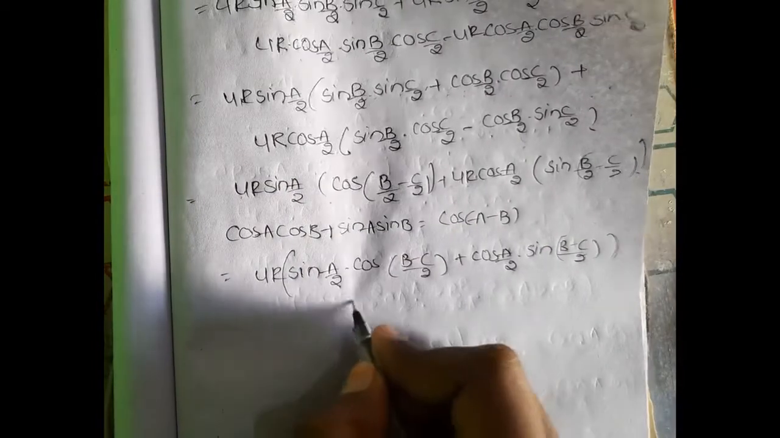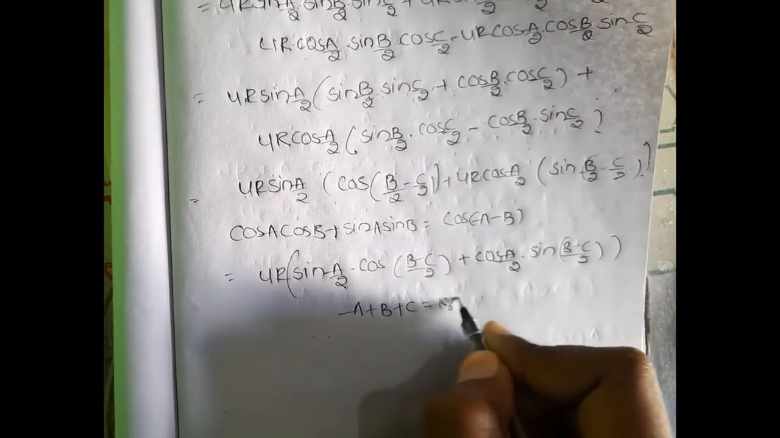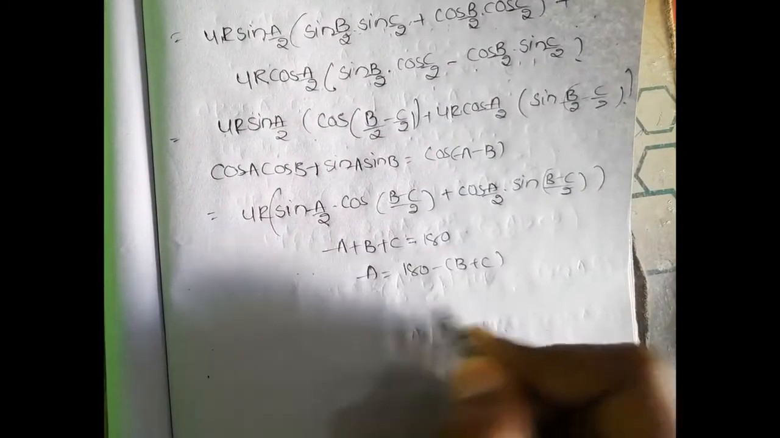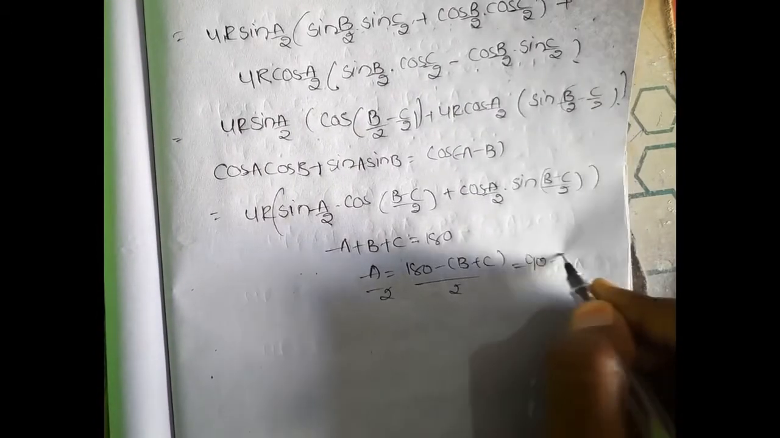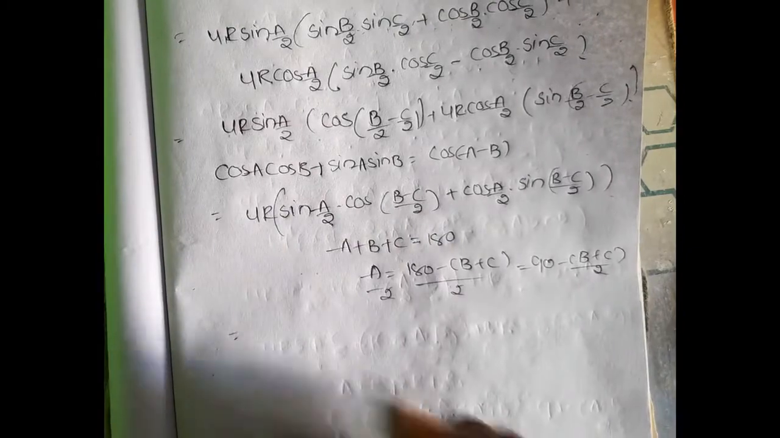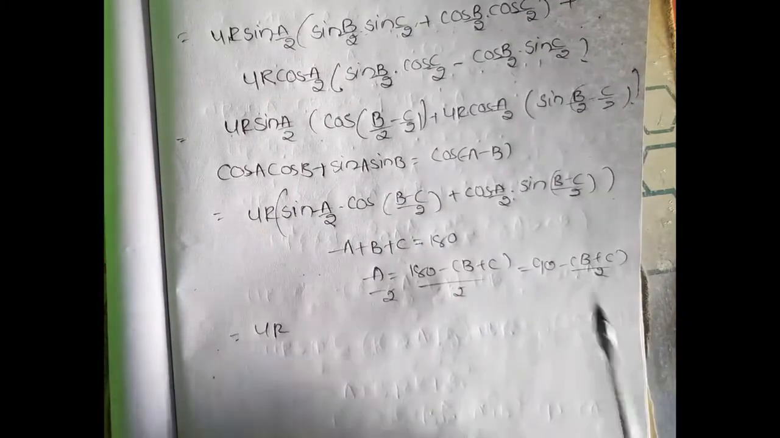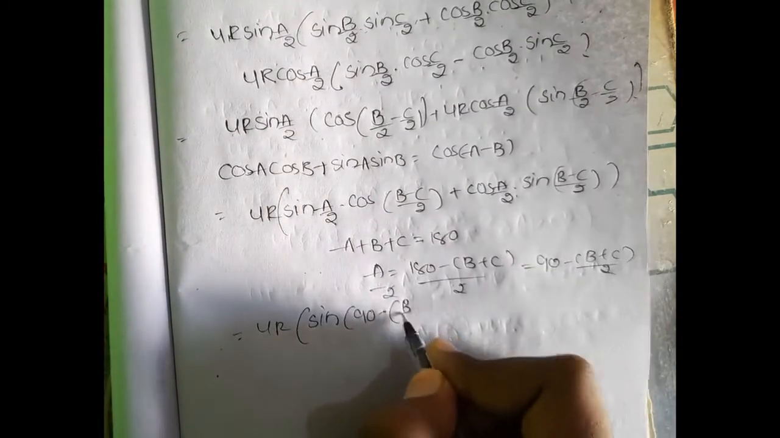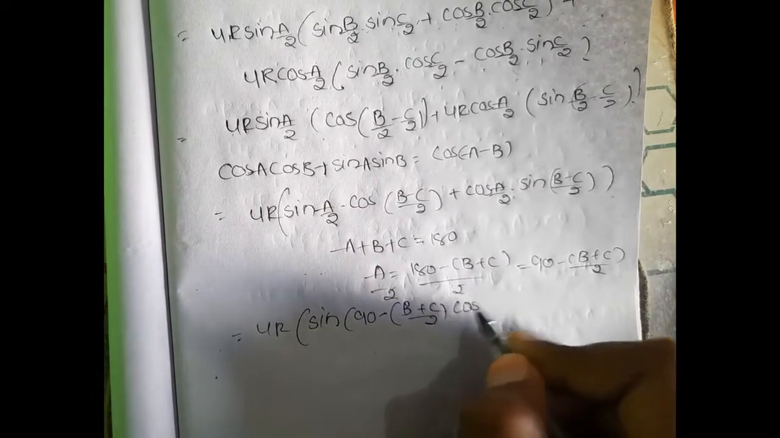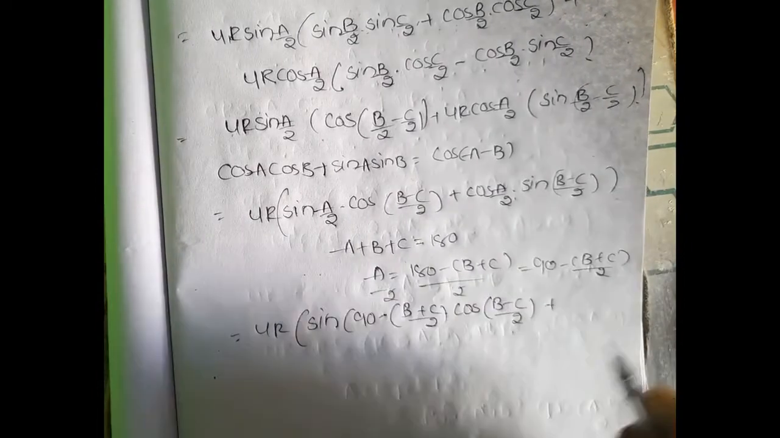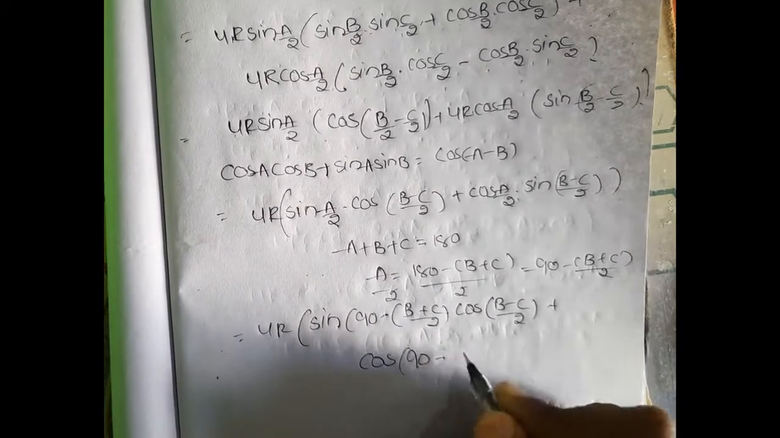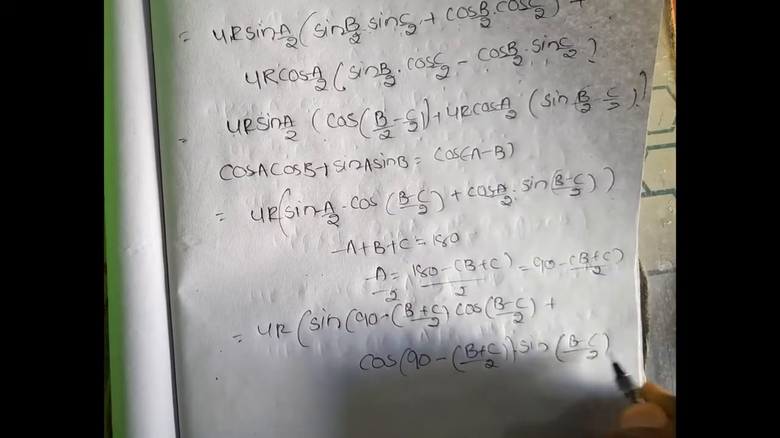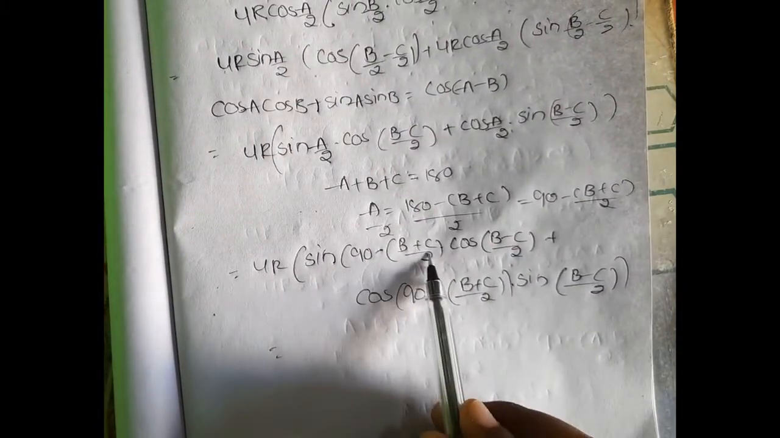Okay. Now A plus B plus C equals 180, because it is a triangle. So A equals 180 minus (B plus C). What is A by 2 then? 90 minus (B plus C) by 2. Now, replacing A by 2 here and here with 90 minus (B plus C) by 2: sin (90 minus (B plus C) by 2) into cos (B minus C) by 2 plus cos (90 minus (B plus C) by 2) sin (B minus C) by 2. Okay. So what is sin (90 minus theta)? It is cos theta.